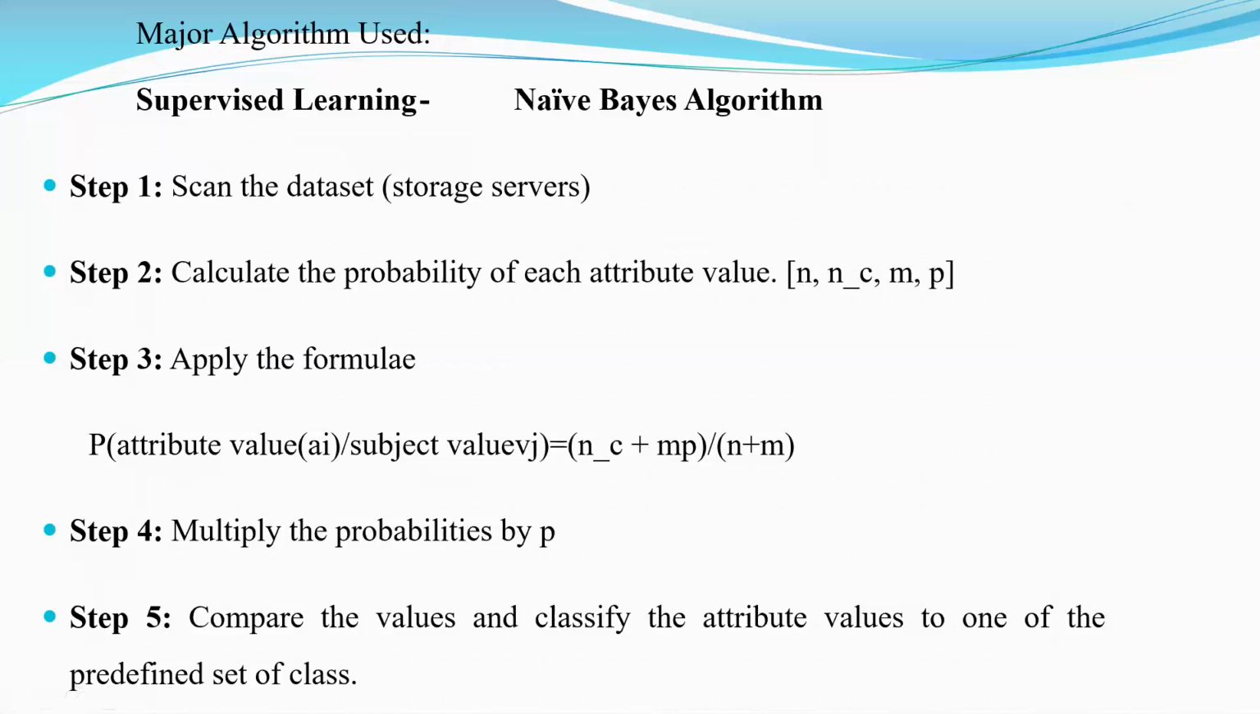In step one, we scan the data set and store this data set in a server, and we calculate the probability of each attribute and apply the formula. The formula is P = (n_c + m·p) / (n + m). We multiply the probabilities by P, that is the possible outcomes, compare the values, and classify the attribute values to one of the predefined set of classes.